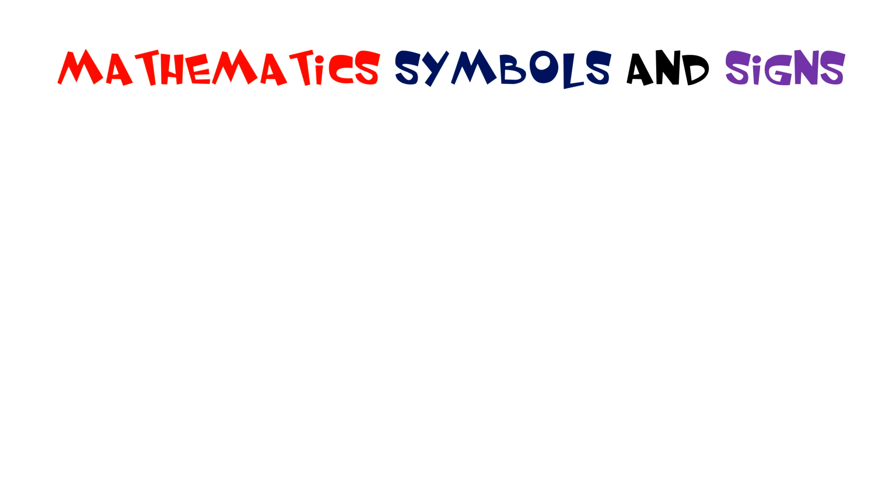Before we start with some examples, let us familiarize ourselves with mathematics signs, for us to understand and read mathematics signs. This is the equal sign, or we can read this as equals. This is the plus sign, or we can read this as addition sign.